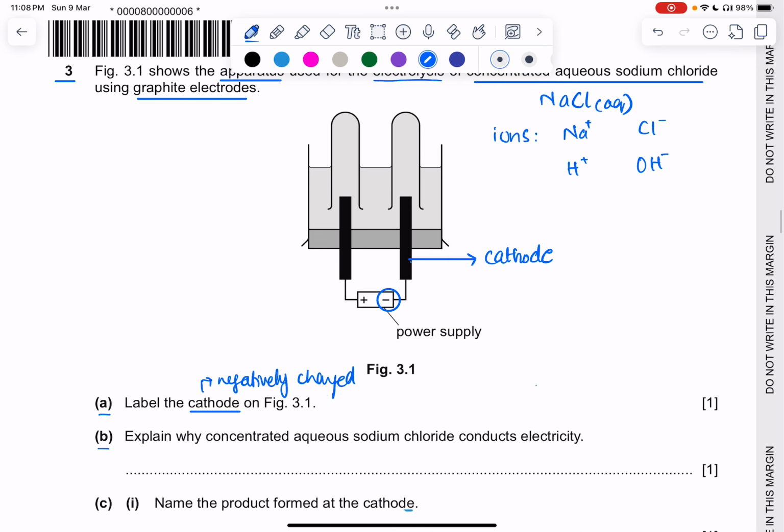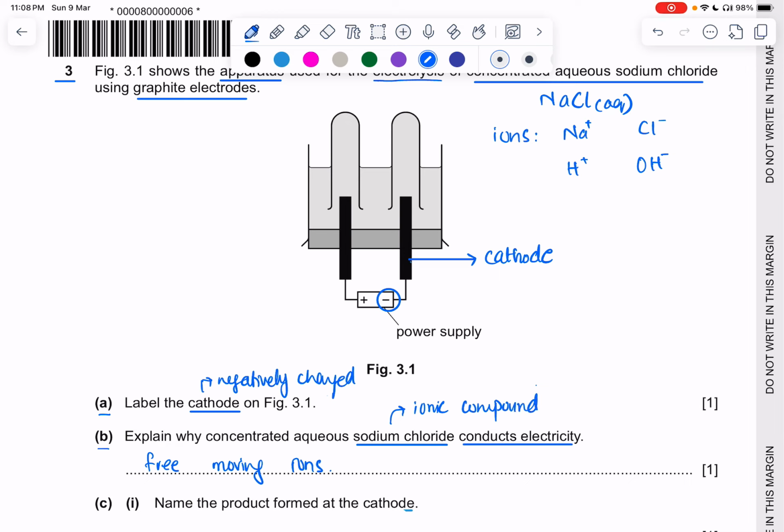Part B. Explain why concentrated aqueous sodium chloride conducts electricity. So when any compound conducts electricity, it means it has free moving ions. One important thing that I have to mention here, do not write the electrons in your answer because this is an ionic compound. For ionic compound, we always write the word ions if that compound conducts electricity. So this is an ionic compound, so we will only write the word ions.